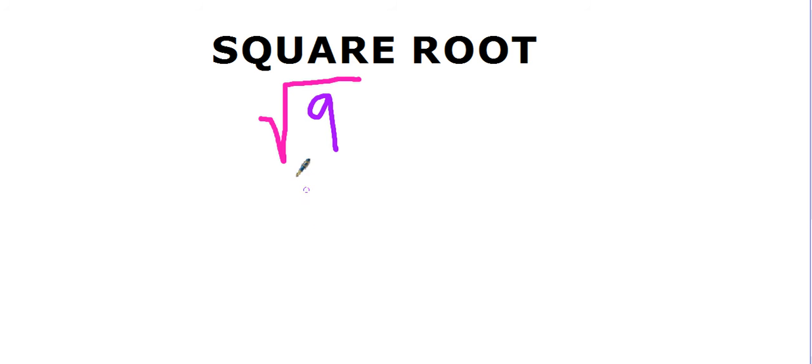So all I have to do is think in my head and say, let's see, 1 times 1 is 1. That doesn't work. 2 times 2 is 4. Well, how about 3 times 3? Well, 3 times 3 equals 9. So the square root of 9 could be 3.